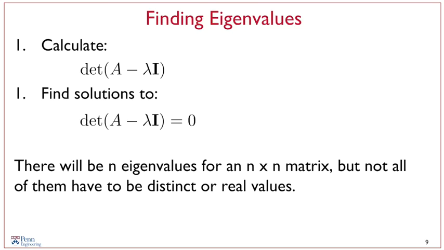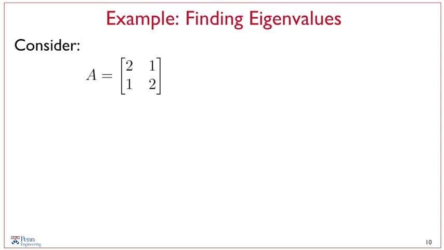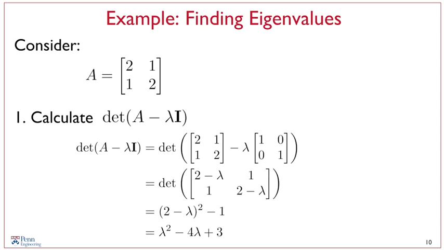Let's work through an example. Consider the following matrix A. First, we want to calculate the determinant of A minus lambda I. Using the equation for finding the determinant of a 2 by 2 matrix, we arrive at the following expression for the determinant. Note that this expression is a quadratic function in terms of the unknown eigenvalue lambda.